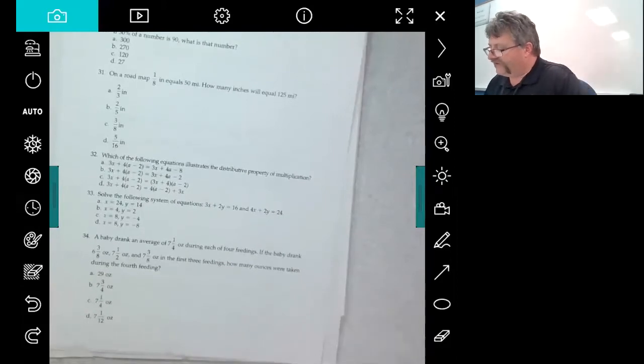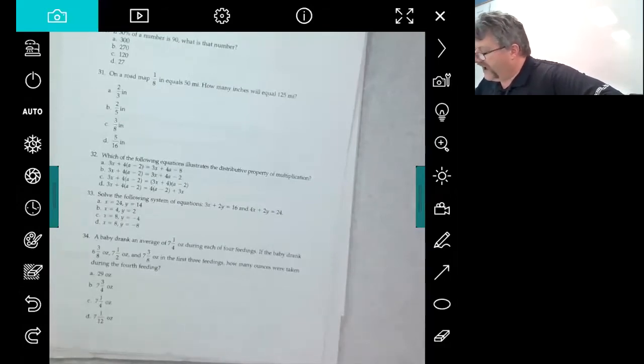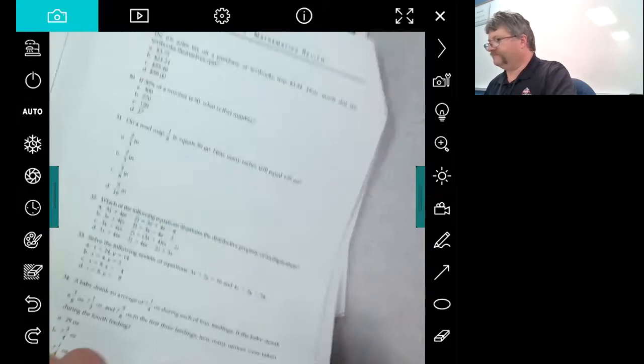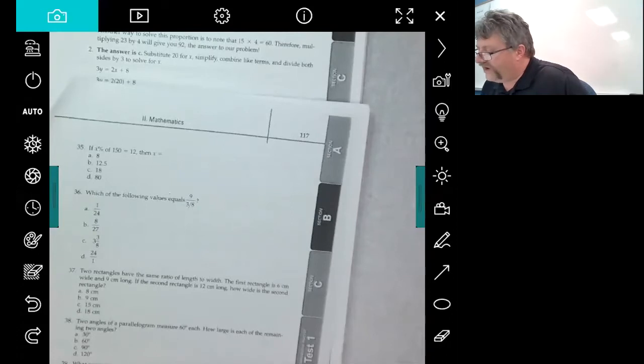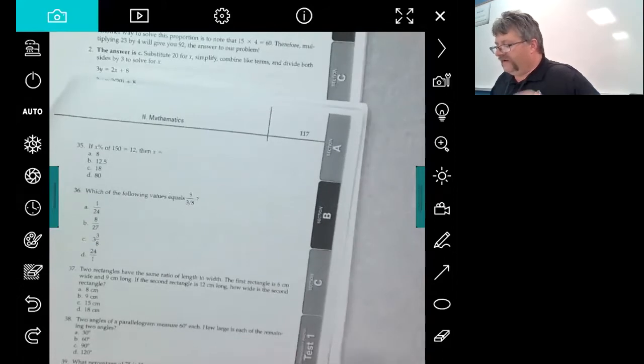34. A baby drank an average of 7 1/4 ounces during each of 4 feedings. If the baby drank 6 3/8 ounces, 7 1/2 ounces, and 7 3/8 ounces in the first 3 feedings, how many ounces were taken during the 4th feeding? 35. If x% of 150 equals 12, then what is x? 36, which of the following values equals? We got kind of a weird fraction. The numerator is 9 and the denominator is its own fraction of 3/8.